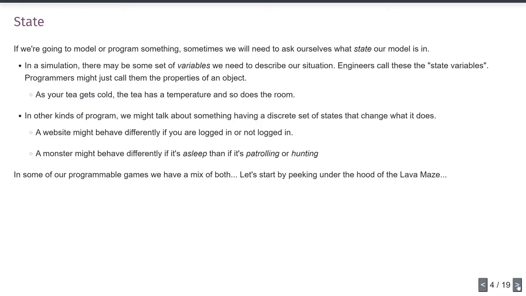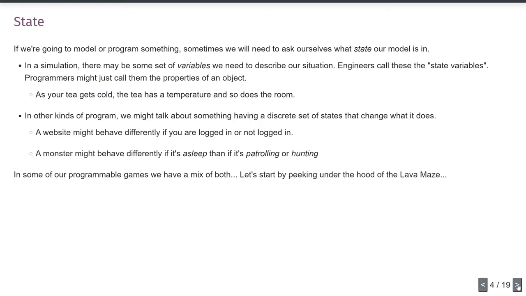There is a surface area of tea that is exposed to the air, etc., etc. So there's some set of variables that you would need in order to produce a good model that is going to represent that tea getting cold. So these are like state variables.